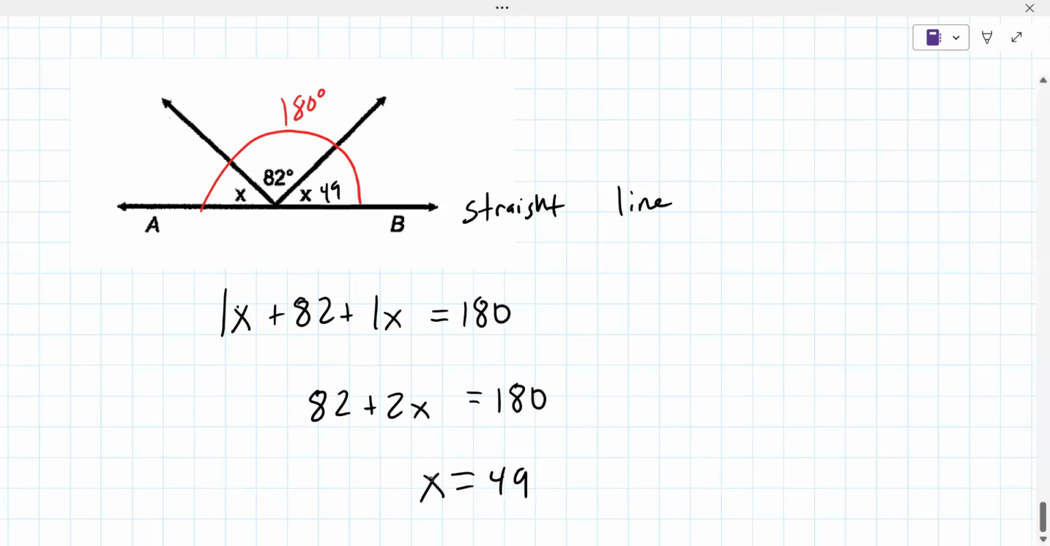And so those are both the same angle, A? They are, yes. Okay. Fantastic. All right.